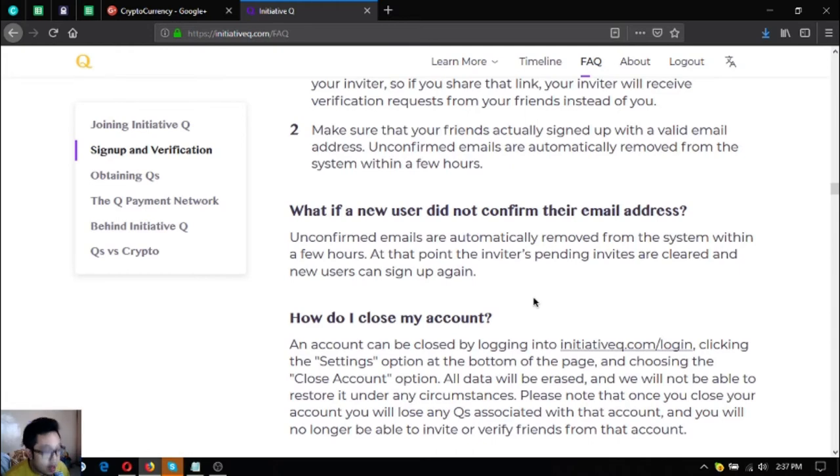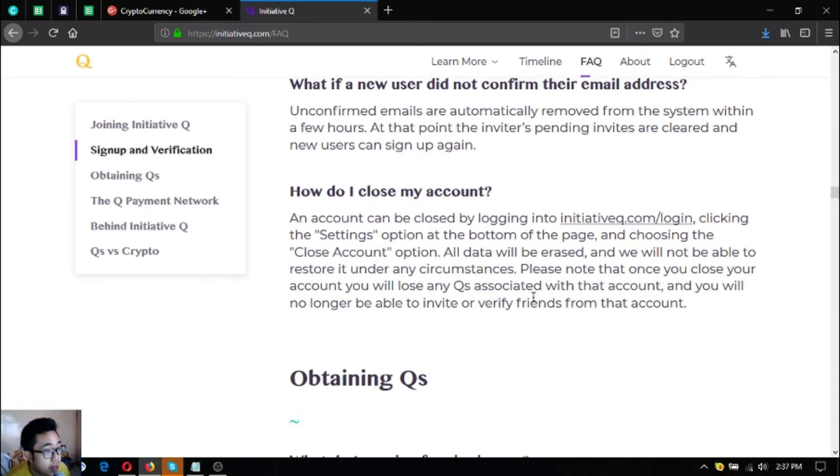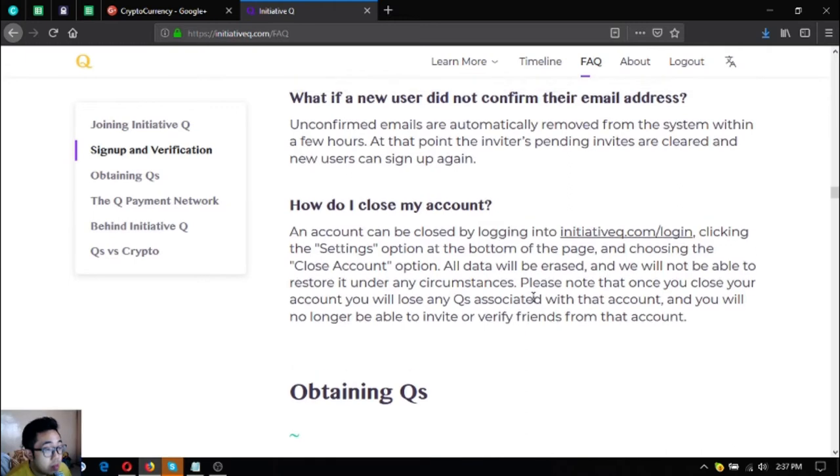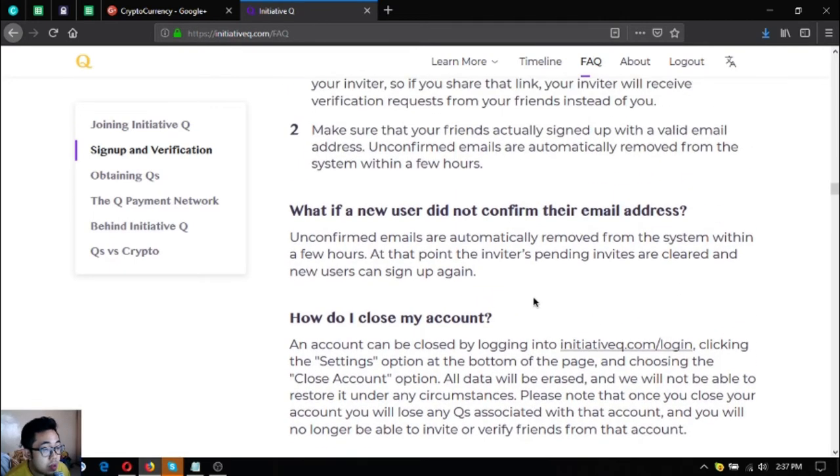The next one is, how do I close my account? An account can be closed by logging into initiativeq.com/login, clicking the settings option at the bottom of the page and choosing the close account option. All data will be erased and we will not be able to restore it under any circumstances. Just know that once you close your account, you will lose any associated queues with that account and you will no longer be able to invite or verify friends from that account.